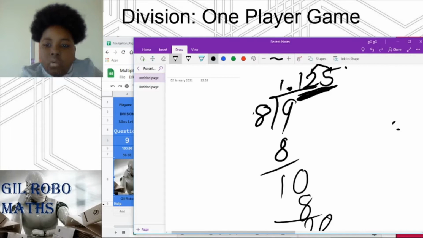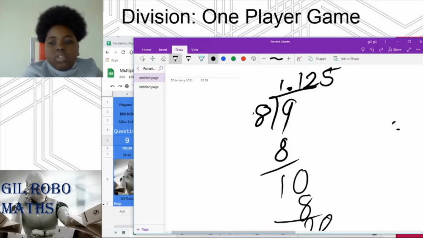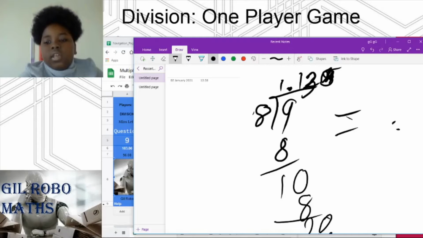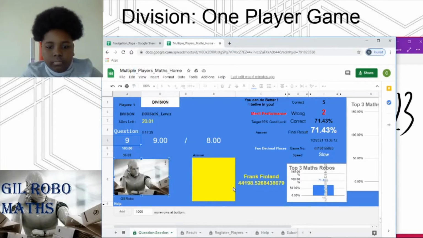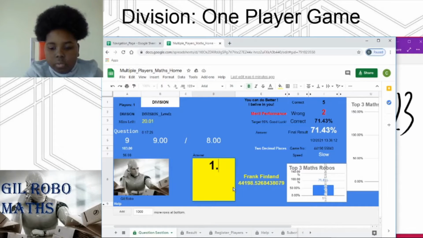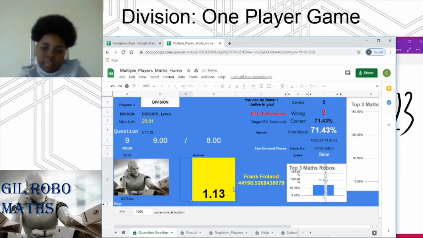You give this one one more. That means our answer is going to be 1.13. Alright? So that equals 1.13. So let's go and try it in general. 1.13. Let's see if it's right or wrong.